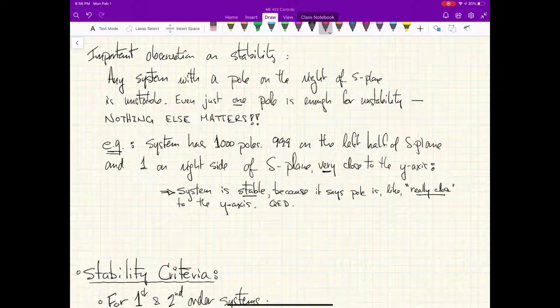For example, let's say that we have a very complicated system. It has 1,000 poles. That's a pretty nasty looking characteristic equation, as you can imagine, right? 1,000th order. 999 of those poles are on the left-hand side of the plane, and only one is on the right-hand side. So 1/1000th of the poles is on the right-hand side of that S-plane. But that one pole is really, really close to the y-axis, the edge of the imaginary axis.